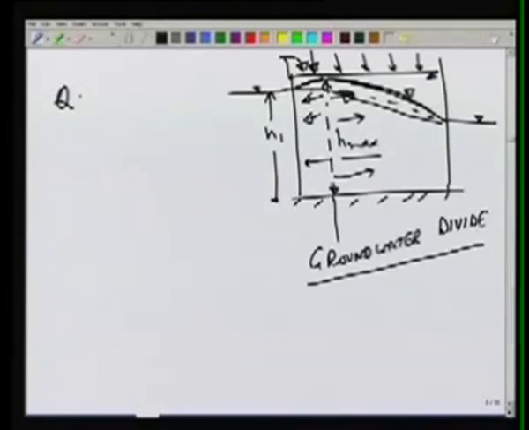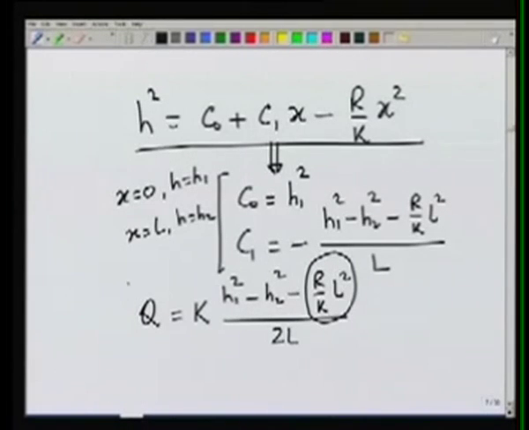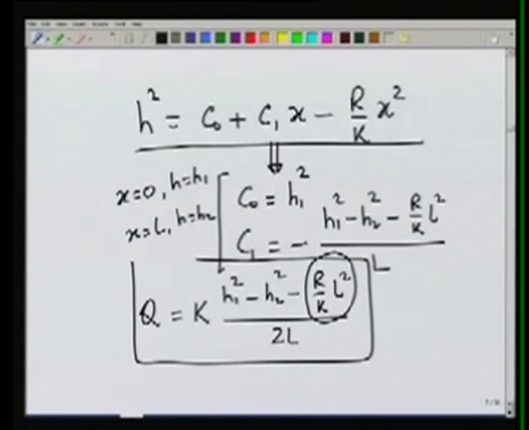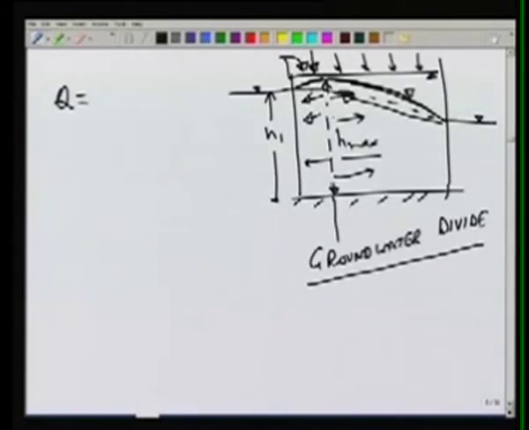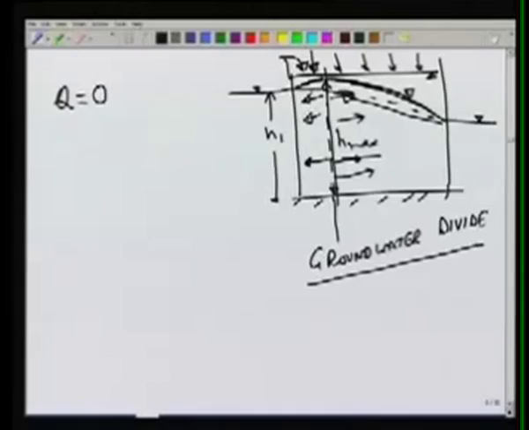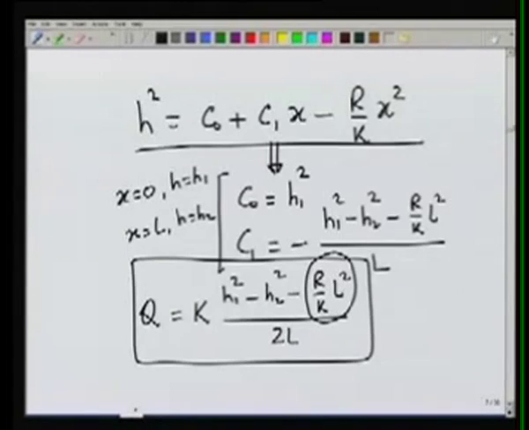So for that we need to write the equation for Q as we had done here. And you can see that at the groundwater divide, Q will be equal to 0, because before that Q will be in the negative direction, after that Q will be in the positive direction, and just at the groundwater divide Q will be equal to 0, and this will give us a relation between the recharge rate and the location x.